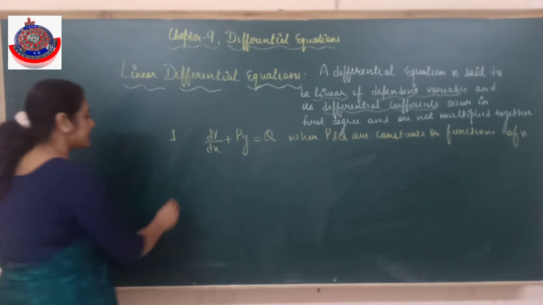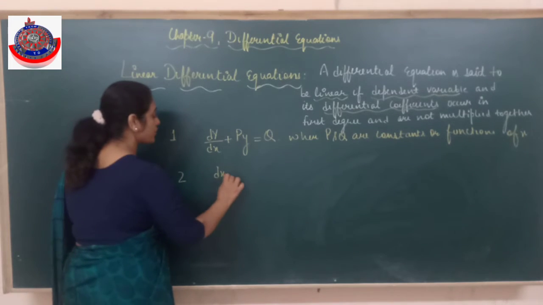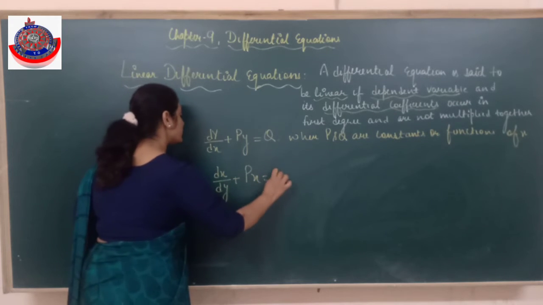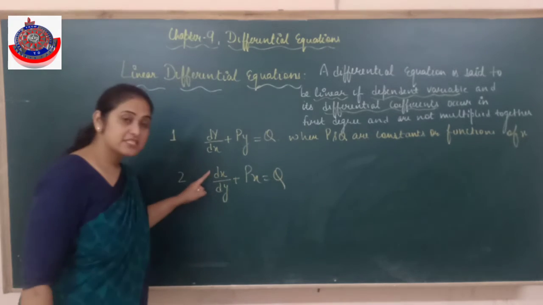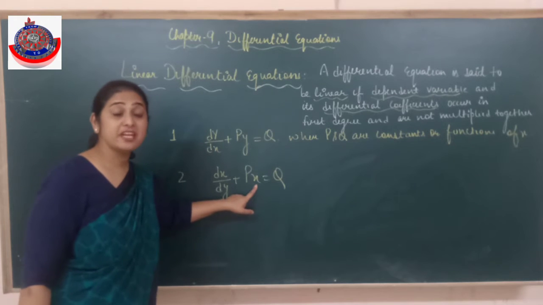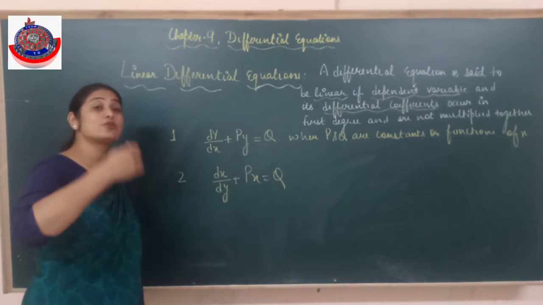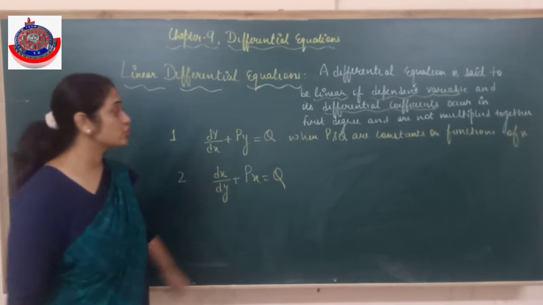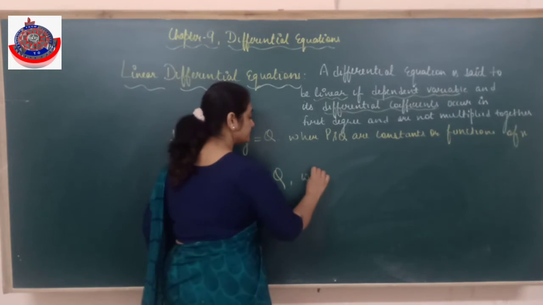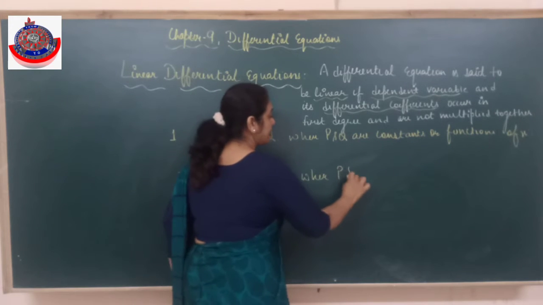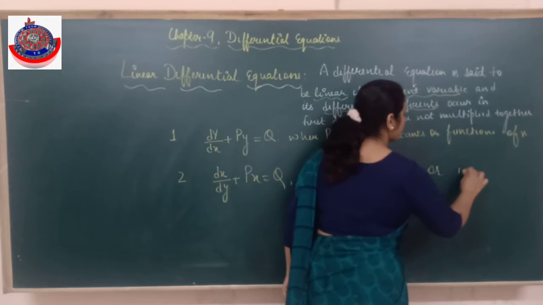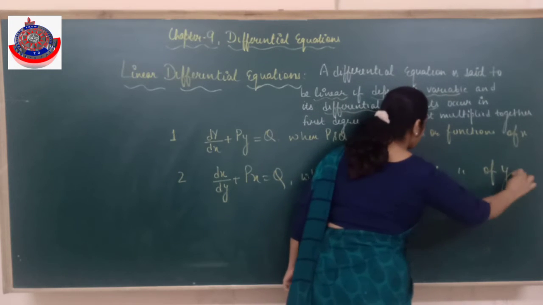Is it clear? And the second form is dx upon dy plus px equals q. Now here, because it is dx upon dy, the dependent variable is x, so x equals f of y. Is it clear? dx upon dy plus px equals q, where p and q are either constants or functions of y.